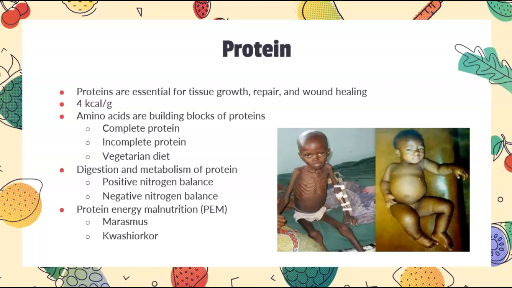Complete protein is one that contains all 9 essential amino acids in sufficient quantity and ratio. Examples of complete proteins are meat, poultry, fish, milk, cheese, eggs, and soy products. Incomplete protein lacks 1 or more of the essential amino acids. Usually, incomplete proteins are of plant origin. Some examples are grains, nuts, and seeds.